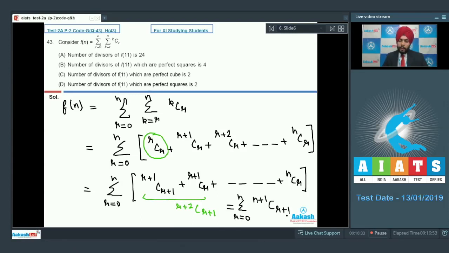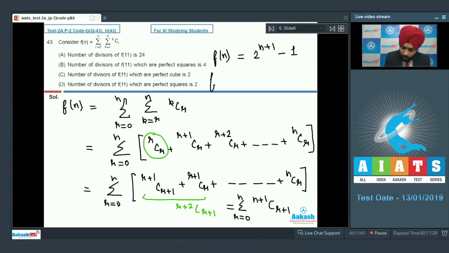So sigma r from 0 to n of n plus 1 C r plus 1: n plus 1 C r would contain a total of n plus 2 terms. This summation is of n plus 1 terms, so n plus 1 C0 is not there. So the answer will be 2 raised to the power n plus 1 minus 1. And the 1 corresponds to n plus 1 C0, which is not there. So this is f of n.